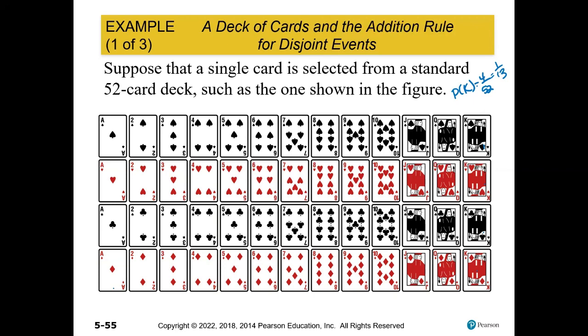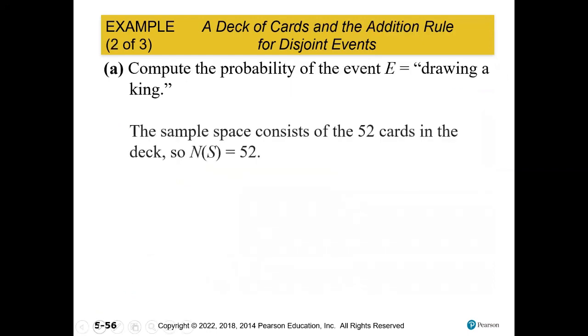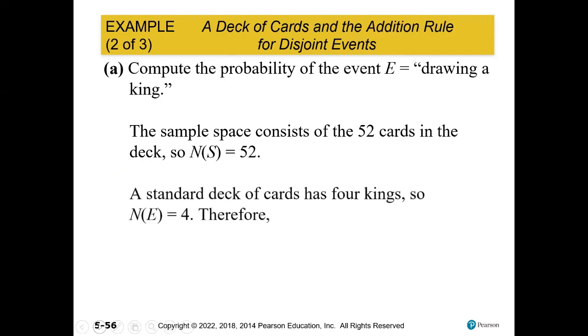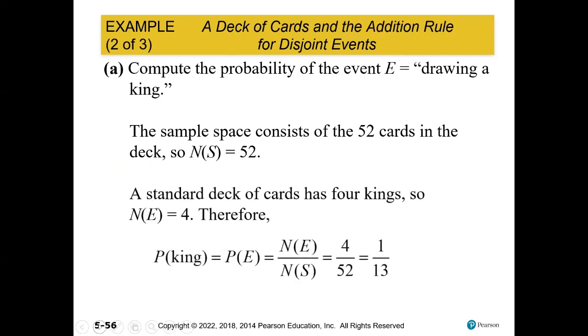Second question. I know I'm not showing the questions right here, but they are here. Compute the probability of drawing a king. So we have 52 cards. A standard deck has 4 kings. Therefore, the probability of king is 4 out of 52 or 1 out of 13.